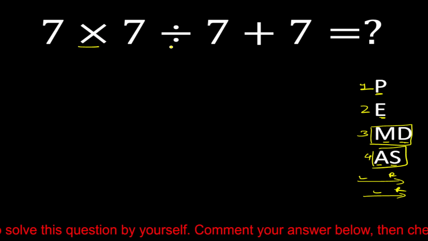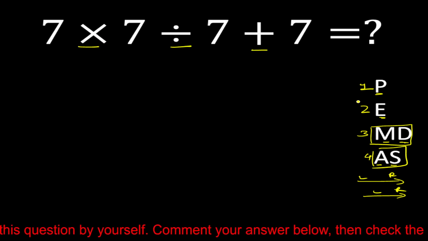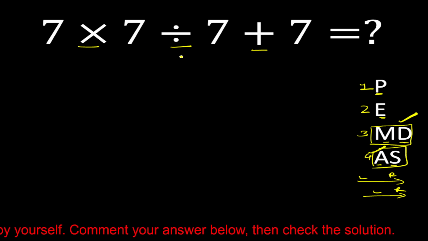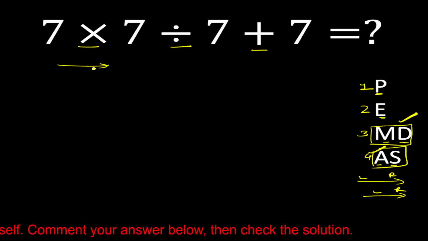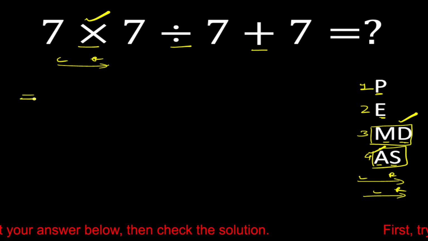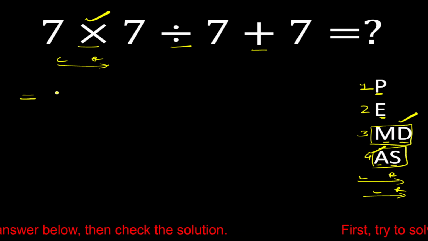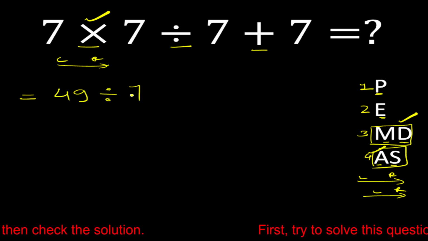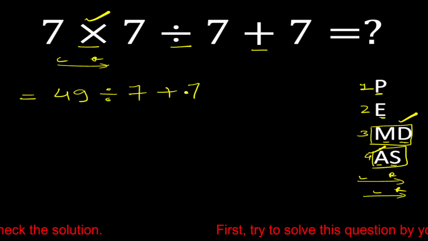So here is one multiplication, one division and one addition. So first we have to solve multiplication and division, then we have to solve addition. And both have equal priority, so we have to solve it from left to right. First we have to solve this multiplication. 7 multiply 7 is equal to 49, divided by 7 plus 7.